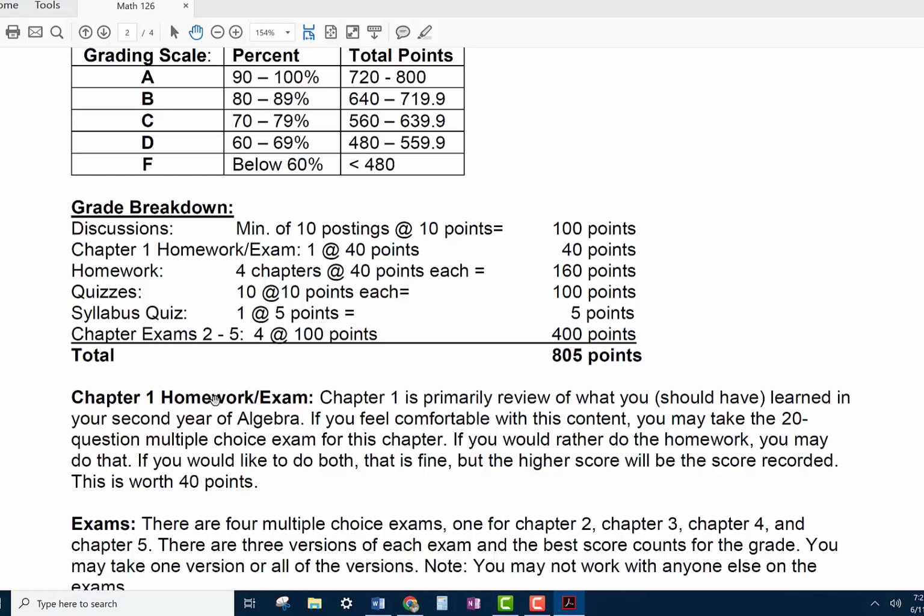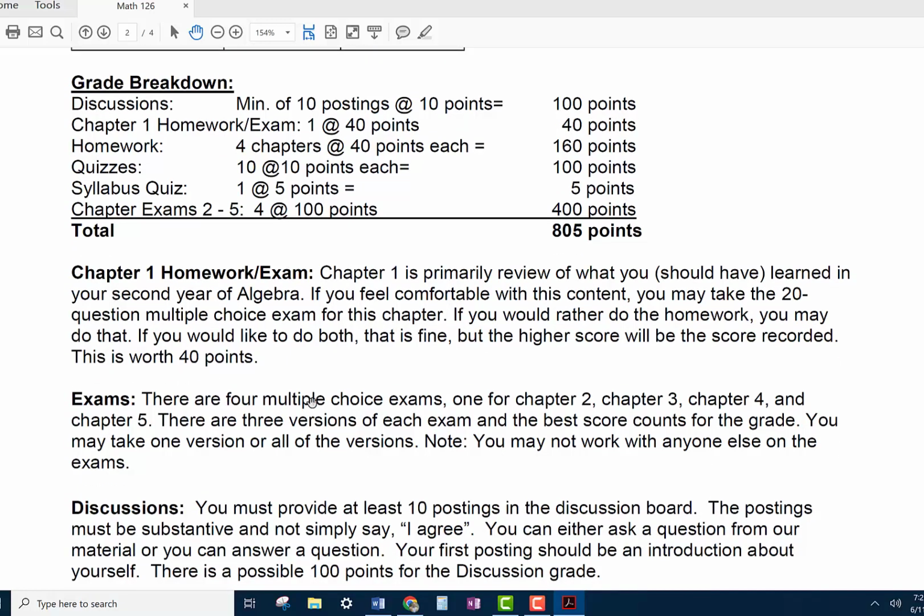Okay, moving on. Exams are 4 multiple choice exams, so I don't count that chapter 1 thing. That's kind of a homework-ish type of exam. The other real exams are the chapters 2, 3, 4, and 5 exams. There are 3 versions of each exam, and the best score counts towards the grade. That chapter 1 exam, there's 1 version of it, and you get 2 attempts. And it's multiple choice.